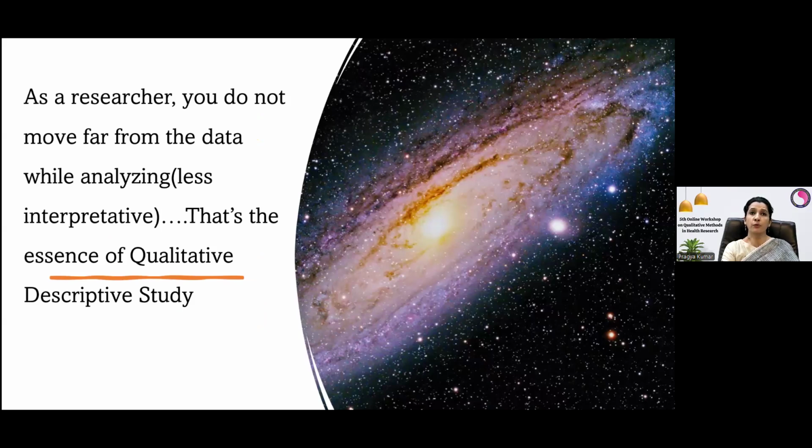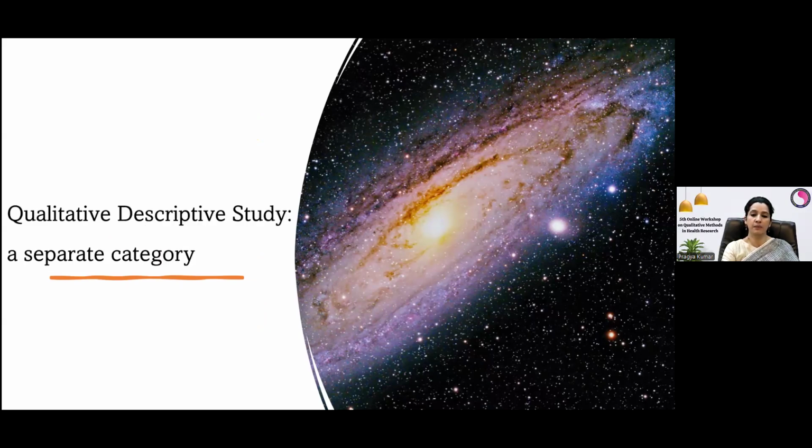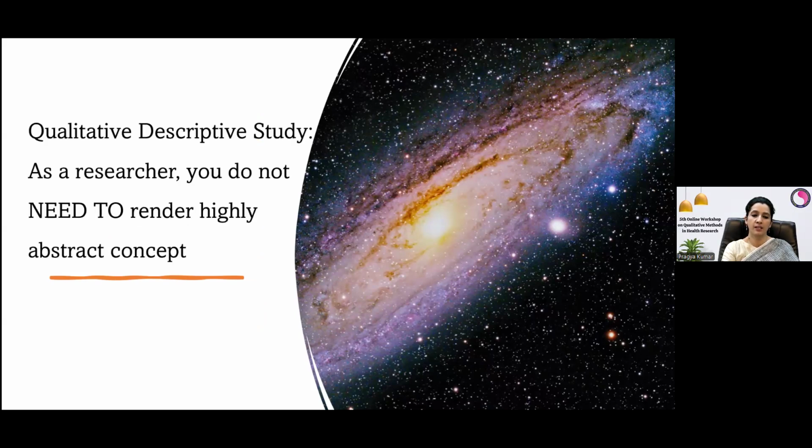So you don't move far from the data while analyzing, and it is less interpretive, and that's the essence of a qualitative descriptive study. So it is a separate category. And again, you don't need to render very highly abstract concepts.